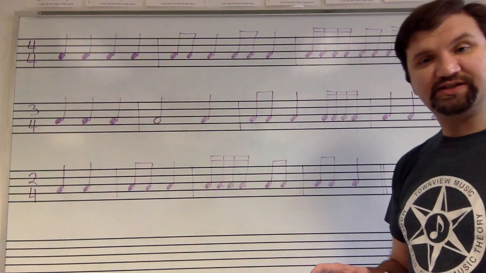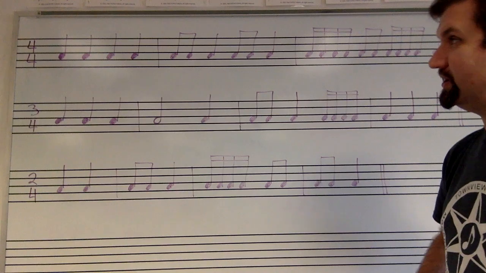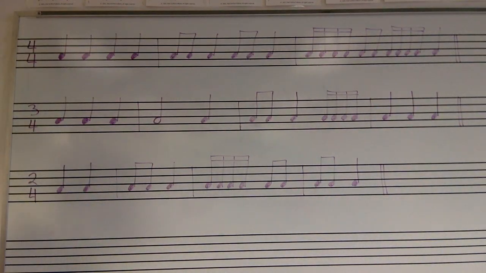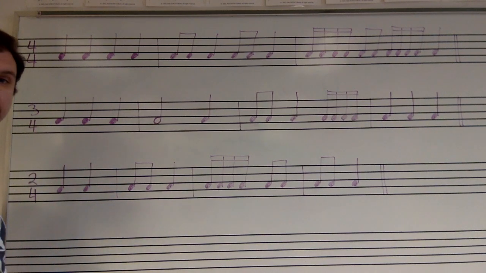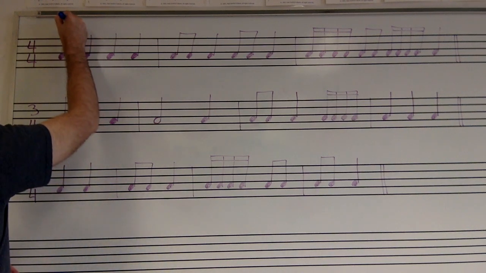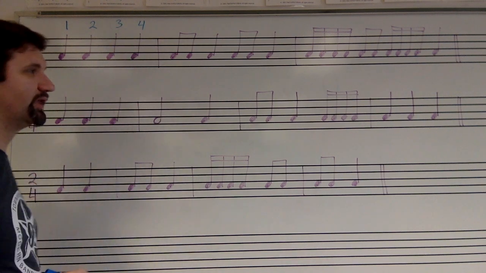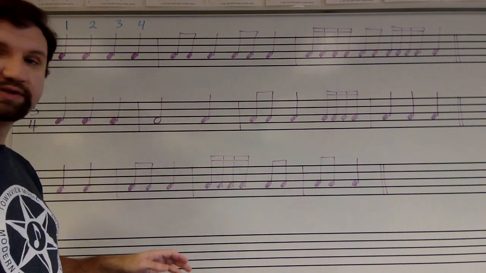Now that you've had a chance to do that, let's go through and figure out the counting. For this first one, we're in 4/4, which means 4 beats per measure, and the quarter note gets the beat. And each of these would be 1 beat long. They would each get their own number. 1, 2, 3, 4.